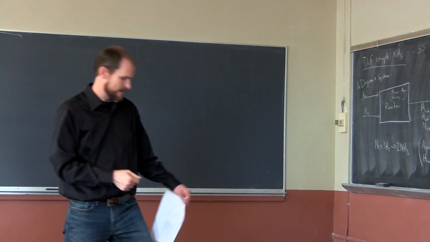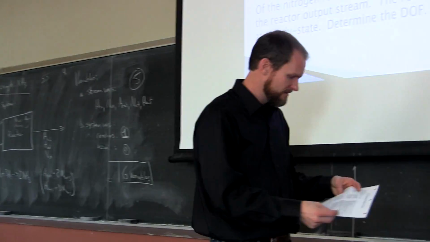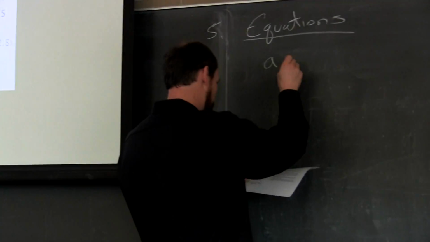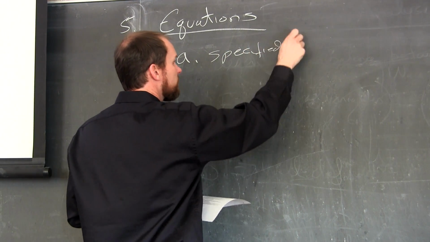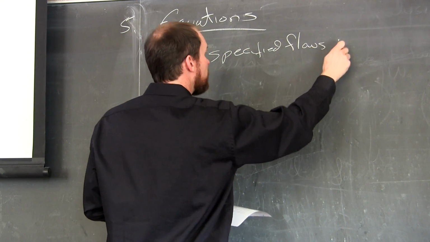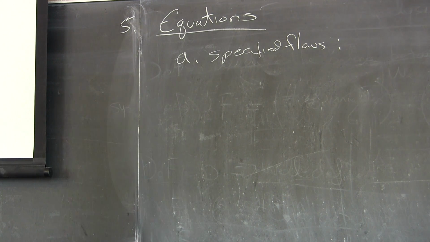So. Okay, let me do equation. Step 5. Same thing. It's broken down into 3 parts. Part A: count the number of specified flows. How many flows are specified here? 2.